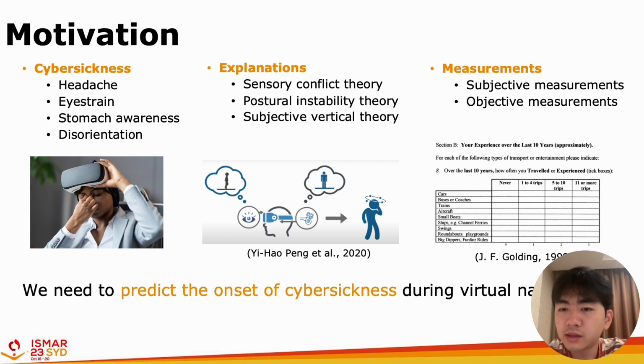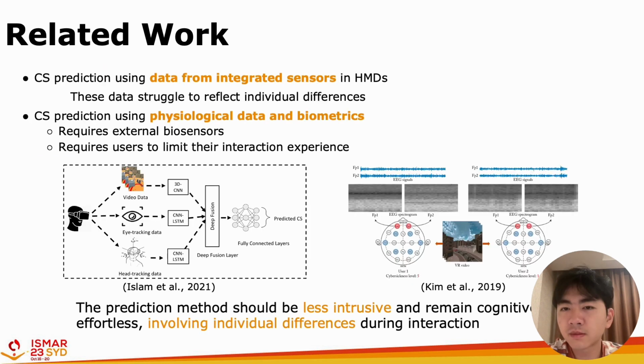Typically, cybersickness can be assessed through subjective and objective measures. Subjective measures often involve questionnaires where participants rate their discomfort on a scale. Objective measures may include physiological signals, with severe cybersickness often accompanied by significant fluctuation. Therefore, it's important to predict the onset of cybersickness during virtual navigation.